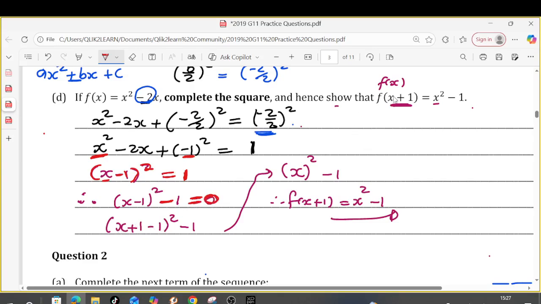Now, to answer this question, they say f at x plus 1. Meaning that on this equation, where there's x, we put x plus 1. So I substituted x as x plus 1. I still have the minus 1. Then everything is squared. If we add the things inside the bracket, we'll have x plus 0 squared, which is just x squared. We still have that minus 1. So we've managed to do the proof.